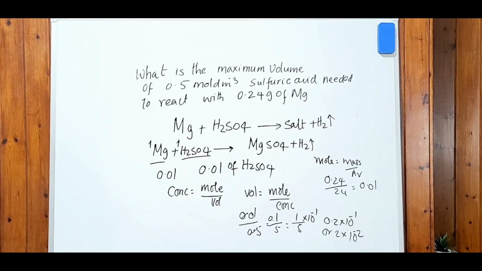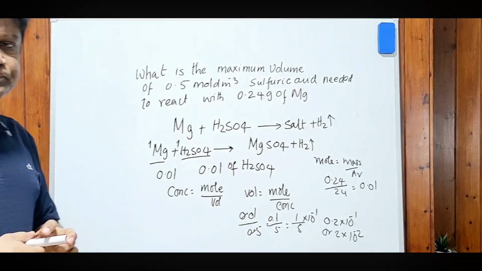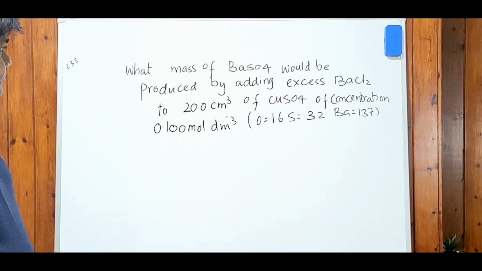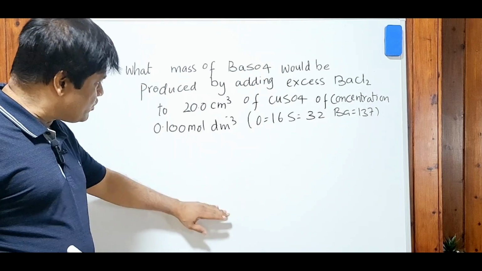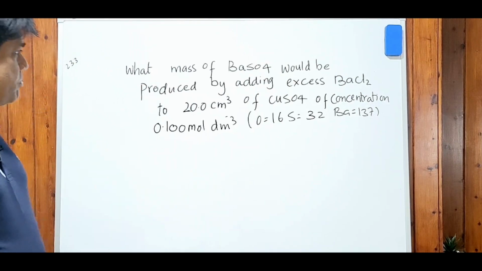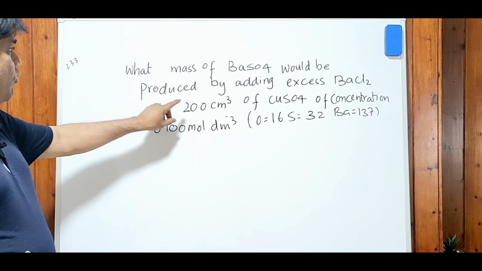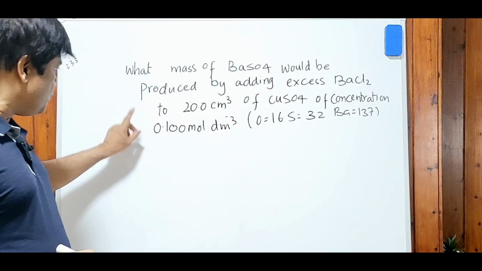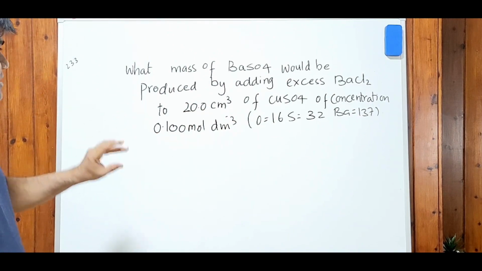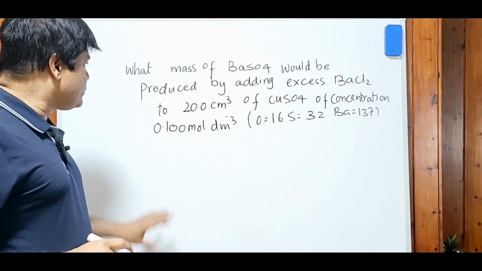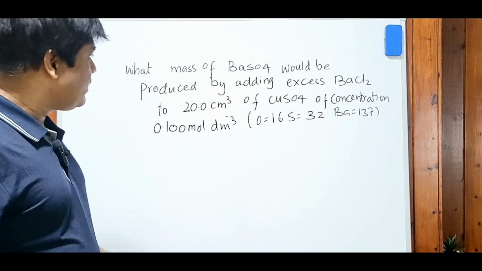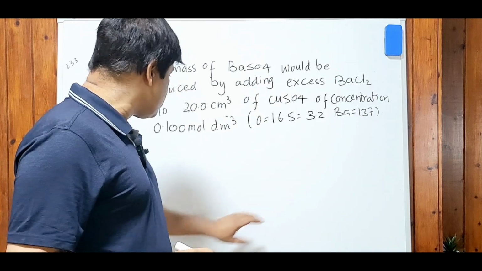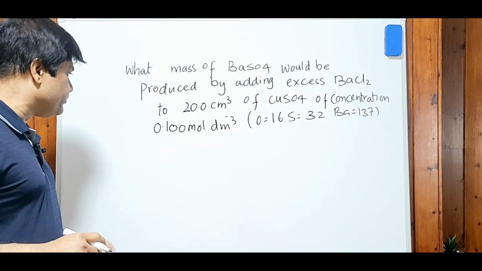Okay, let's do one more question. Look at one more question, and it's a type of stoichiometry and concentration based. What mass of barium sulfate would be produced by adding excess barium chloride to 20 centimeter cube of copper sulfate of a concentration 0.1 mole?